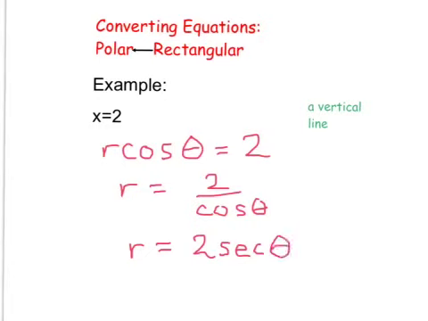Now, somebody may ask which is better. To be honest with you, if you're going to actually put it on the calculator, you'd have to have it in terms of the cosine since we don't have a secant button. So either one of those is fine. Sometimes it's a matter of trying to match something up in the book.